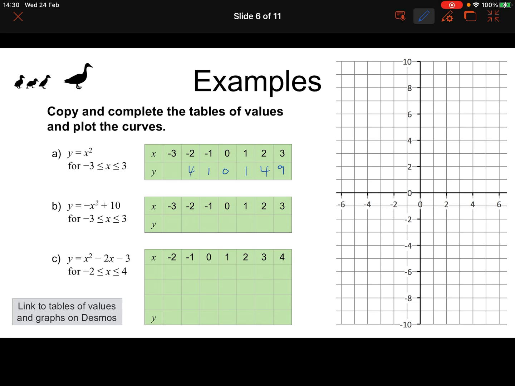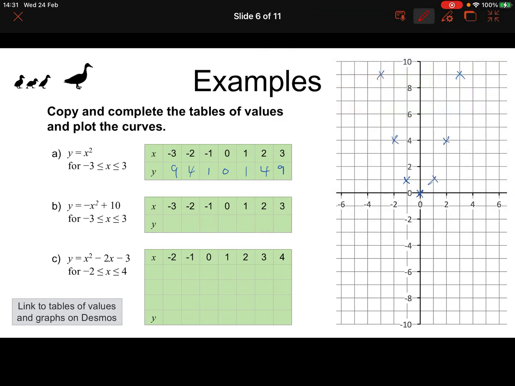Now exactly the same as I did when we did straight lines, we're just going to plot those coordinate points. So we've got 3, 9. That's there. 2, 4. That's there. 1, 1. That is there. 0, 0. That is there. -1, +1 will be there. -2, 4 will be there. -3, 9 is here.